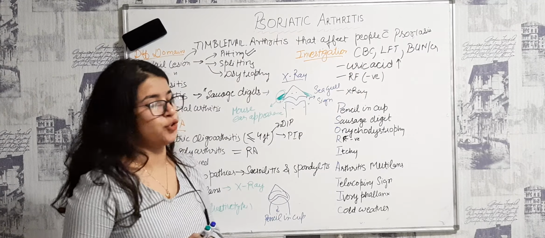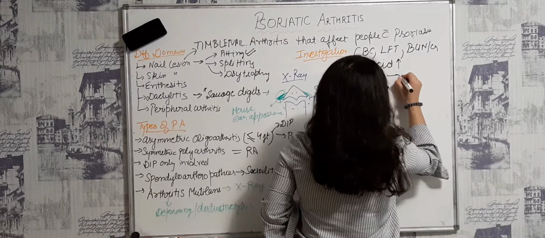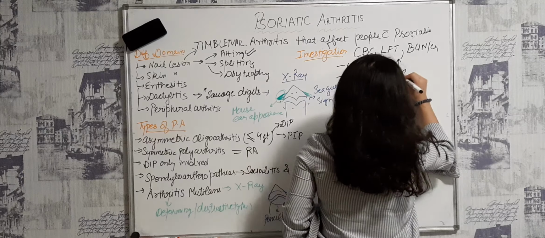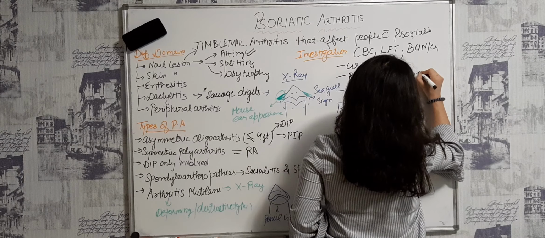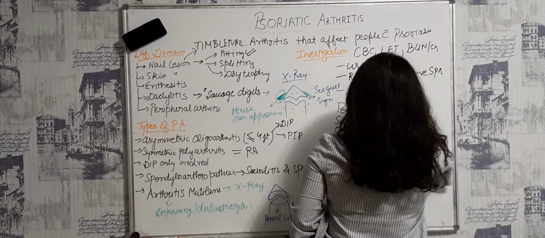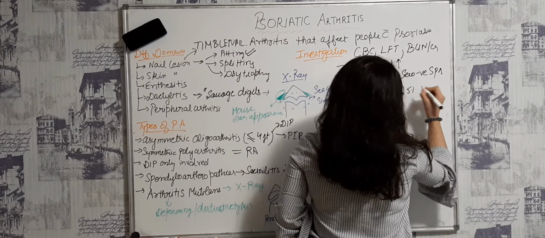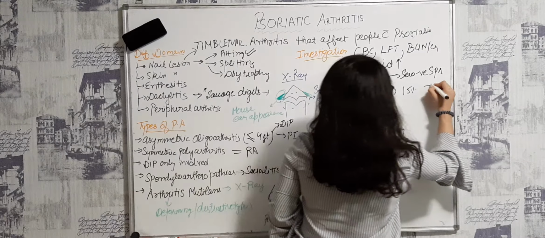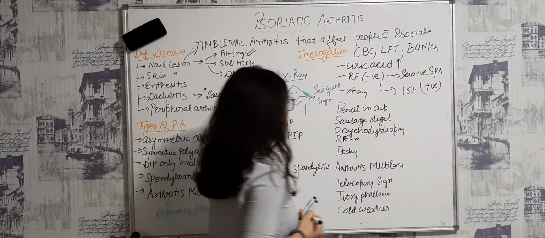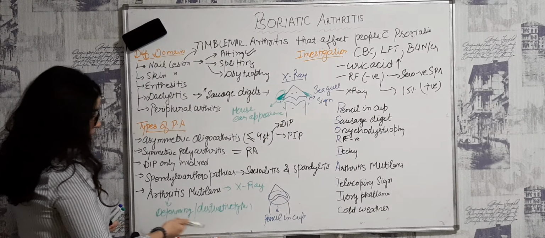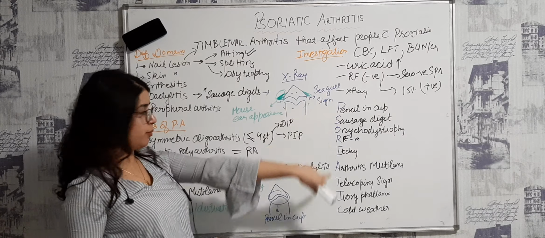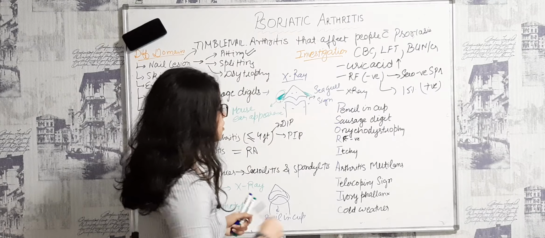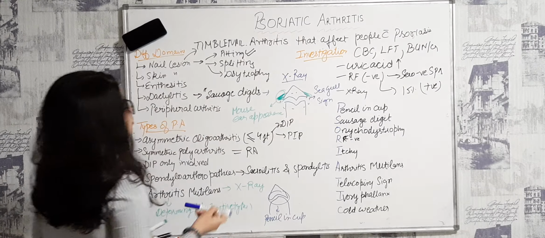Not in all patients is the rheumatoid factor negative. Generally the rheumatoid factor is negative for the seronegative spondyloarthropathies, and in maybe 15% of patients the rheumatoid factor can be positive. So just remember it. X-ray, I have already told you: the pencil-in-cup appearance, seagull signs, and the mouse ear appearance. So this is one mnemonic I have prepared.